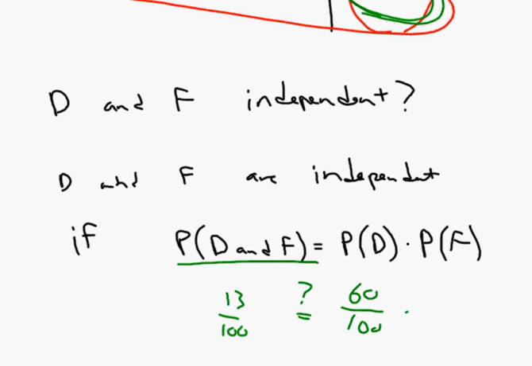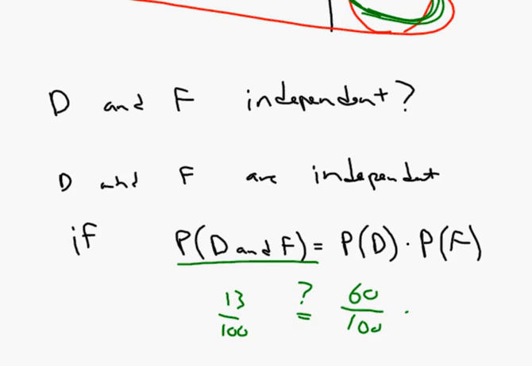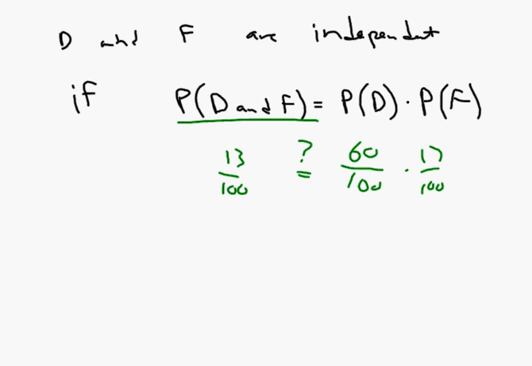times the probability of being female. I think there were 17. Yep, sure. 17 females out of 100. So here we go. We get 17 out of 100. And what we have to do now is multiply that and see if we get 13 out of 100. Because we know this side is really 0.13. So the question is, what does that side turn out to be? Okay, so this gives you 0.102.